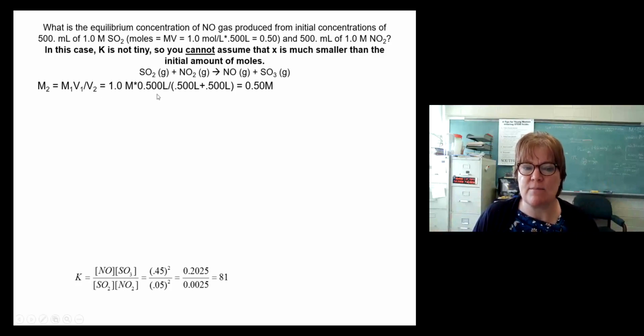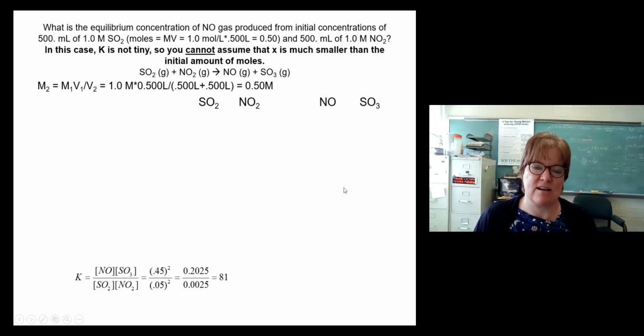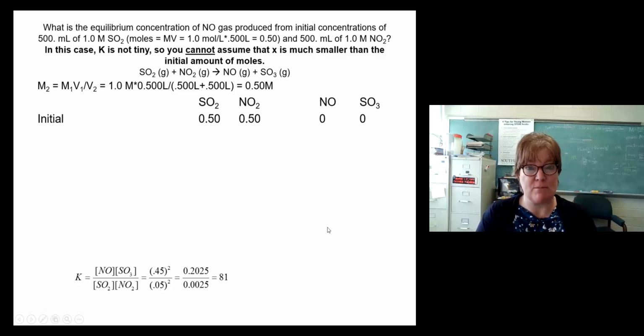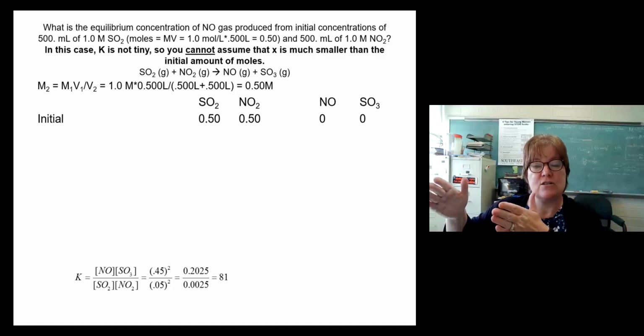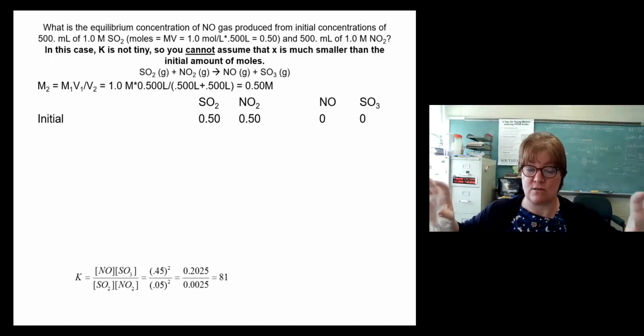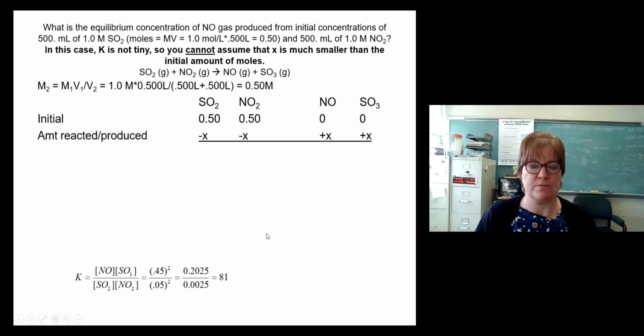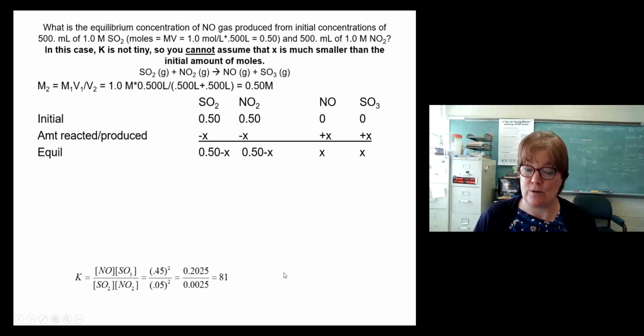So I need to calculate my concentrations. So it would be 1 molar times half a liter divided by 1 liter total after I mix them together, which is actually 0.5 molar. Now, in this particular case, because they were identical, I only had to do the concentration once. So that's where I get that 0.5 from. I have to use dilution to figure out from the things that I initially mixed what my initial concentrations are. And then my products are 0. I don't know how much reacted. Here I get my equilibrium.